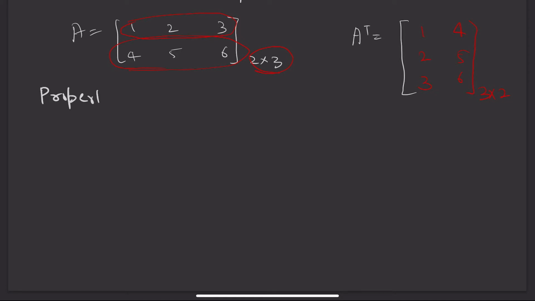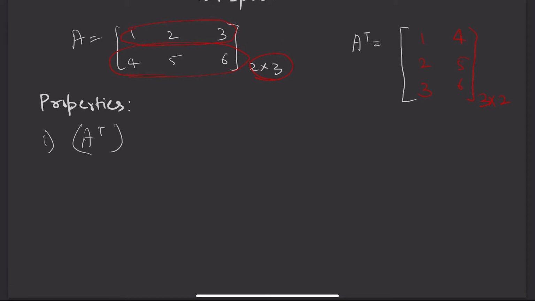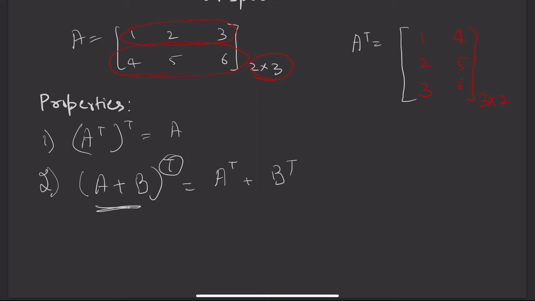Properties. So property number 1. If we apply transpose on a matrix and we again apply the transpose, it will be the original matrix back. Another property is if we add two matrices and apply the transpose, what we can do instead is apply transpose on individual matrices and then add them. In this case, we're first adding and then applying transpose, but here we are first transposing and then adding.